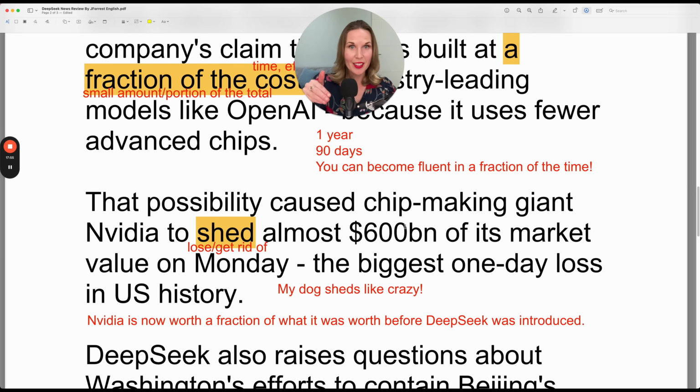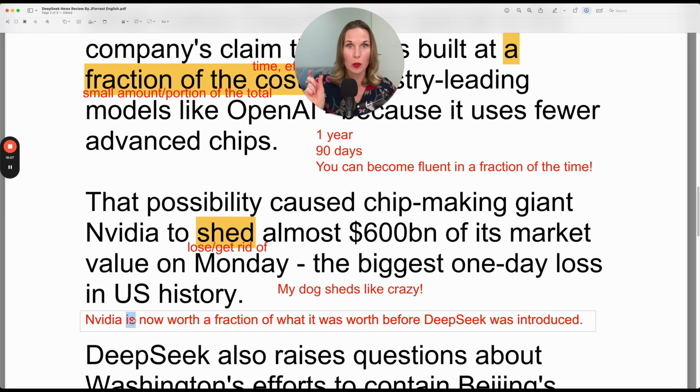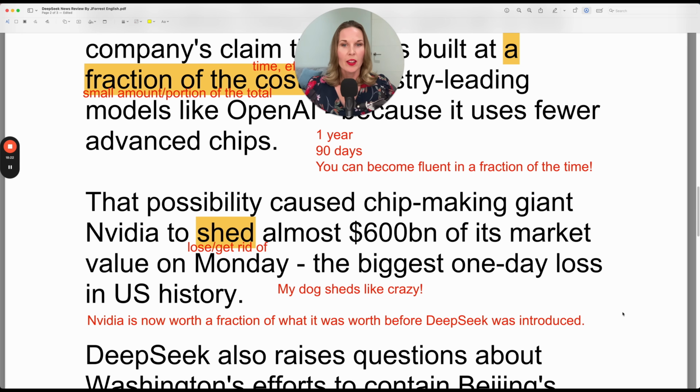Now, given this, you might say, NVIDIA, the company, is now worth, so the total value, to be worth, that represents the total value. So you need your verb to be. NVIDIA is now worth a fraction of. So notice, a fraction of. This is very commonly used. A fraction of what it was worth before DeepSeek was introduced. So this is a more advanced sentence using a fraction of.